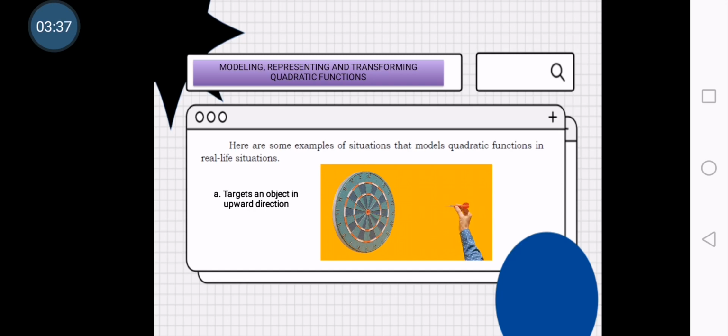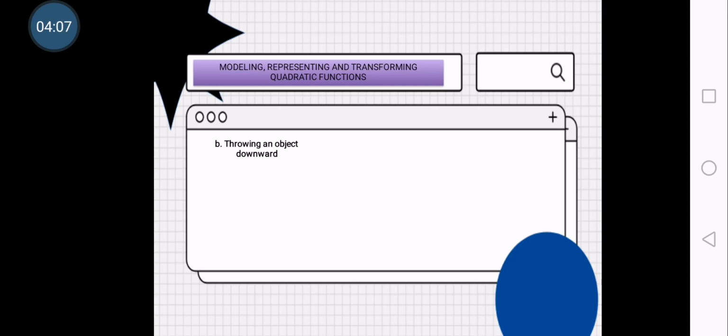So, kapag tayo ay naglaro ng dart or doon sa mga experts, so para matamaan yung center ng dart, syempre, hahawakan mo ng mabuti yung dart and kailangan mong i-aim or you are going to get the perfect angle para ma-hit yung pinaka bullseye. Next application is when you are throwing an object downward.